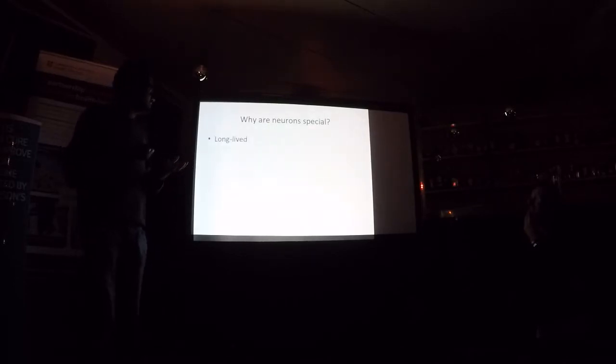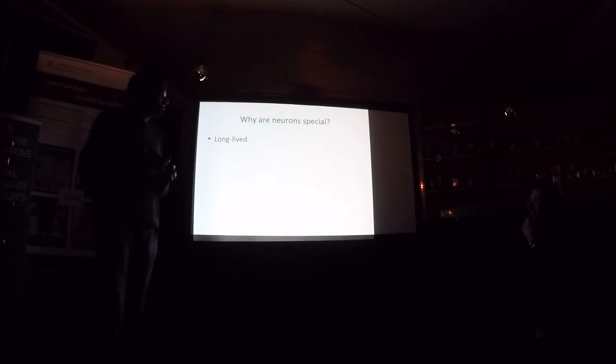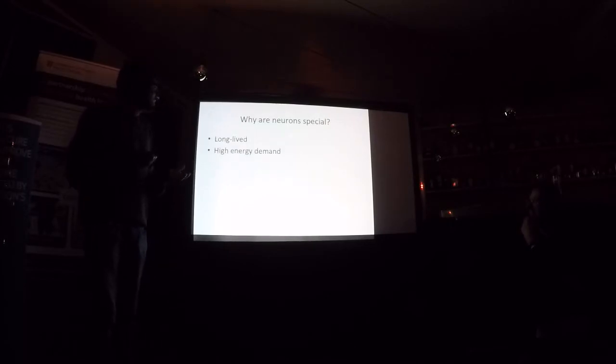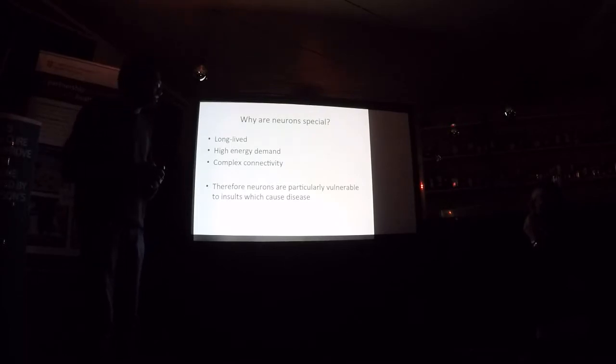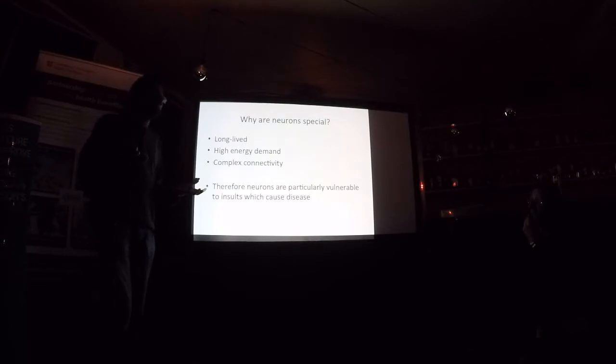So these neurons, they're prima donnas, right? I mean, they're quite long-lived. They're quite high in their energy demands. They have complex connectivity. Therefore, the neurons are particularly vulnerable to insults which cause disease. I can put this another way. It's not really surprising, is it, that a neuron that's survived your whole life is susceptible to the processes that age us.